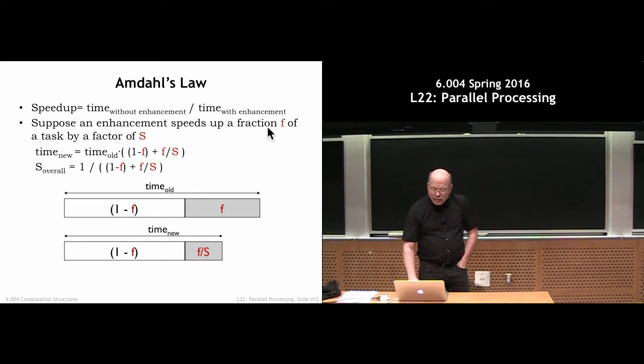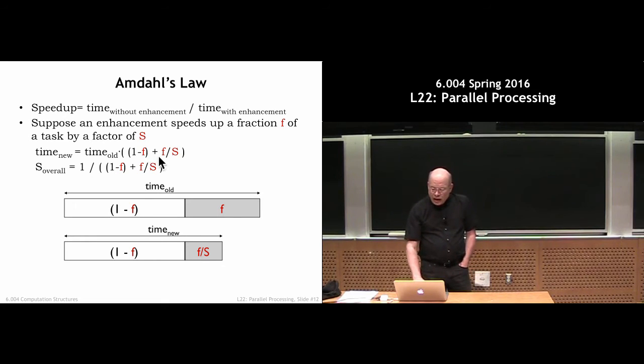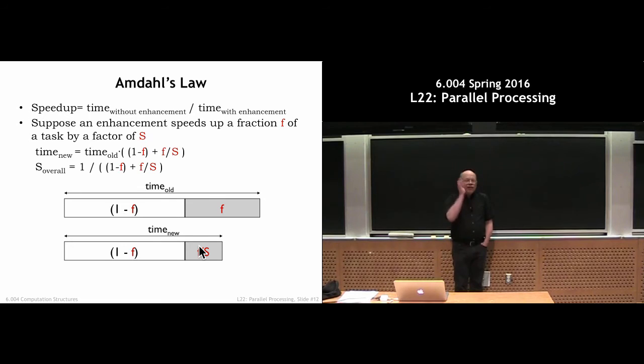The calculation is pretty easy. The fraction that wasn't sped up, that's 1 minus f, takes the same time as it always did. Then I have the fraction that was sped up, which is now taking a much shorter amount of time. So we can get the overall speed up from this formula. The idea is we've taken some big computation, taken some fraction of it and sped it up, so the overall time has gotten faster. There's nothing very mysterious about this.